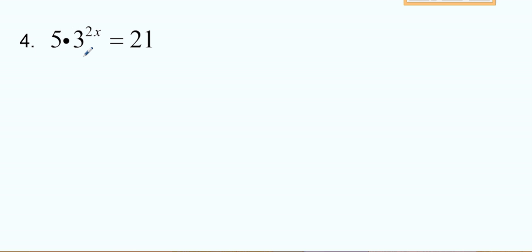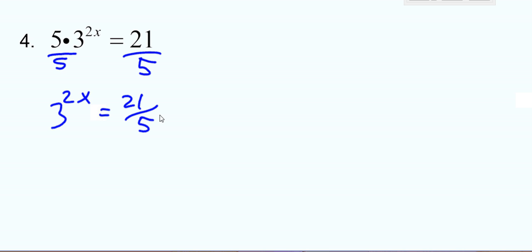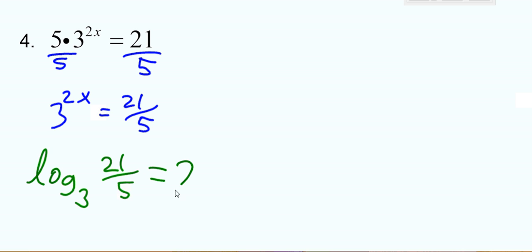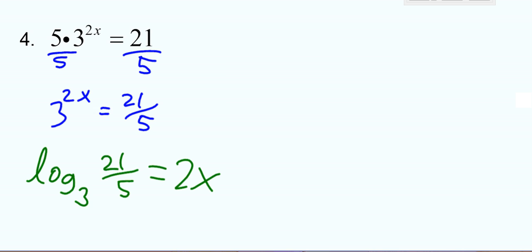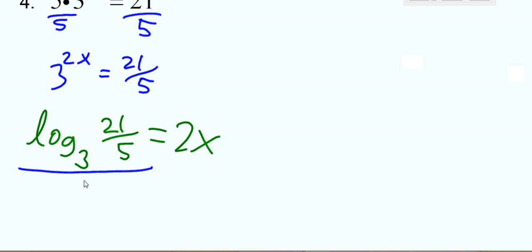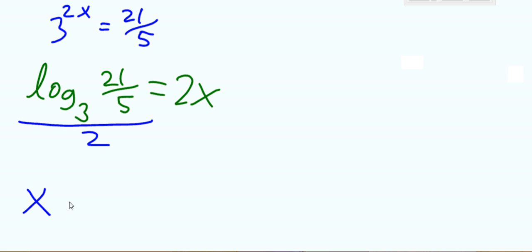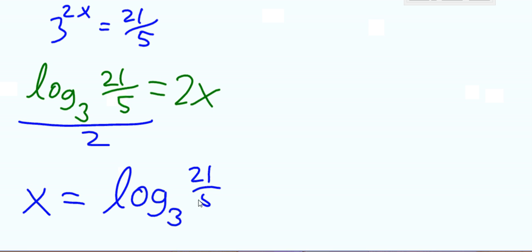First step this time is to divide by 5 to get the thing with the exponent by itself. So we have 3 to the 2x equals 21 over 5. Then we'll change it to a log, so we'll do log base 3, because the base is 3, of 21 over 5 equals the exponent, 2x. So our exact answer would just divide by 2. So x equals log base 3 of 21/5 over 2.